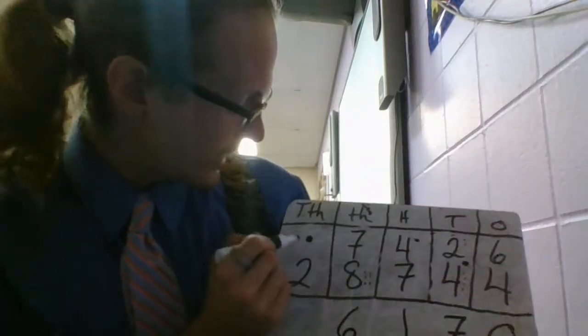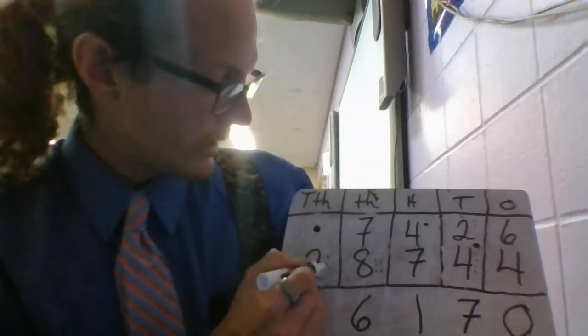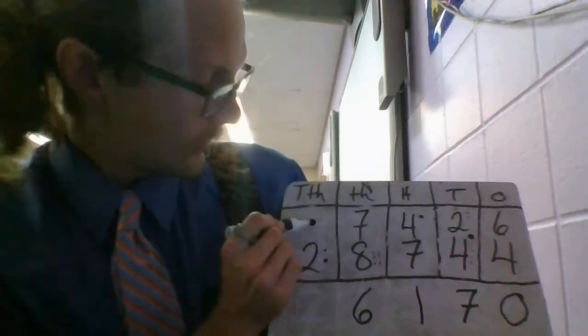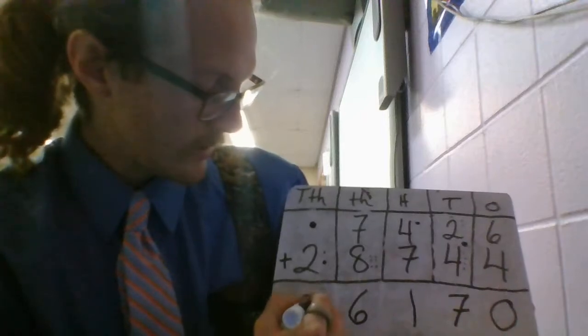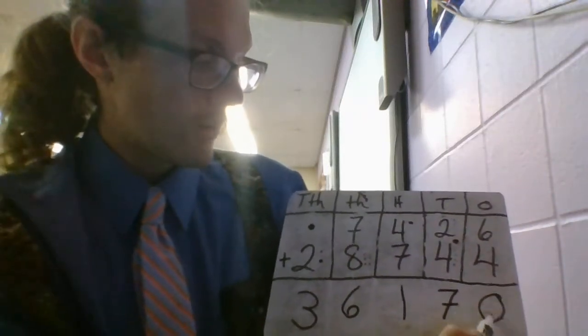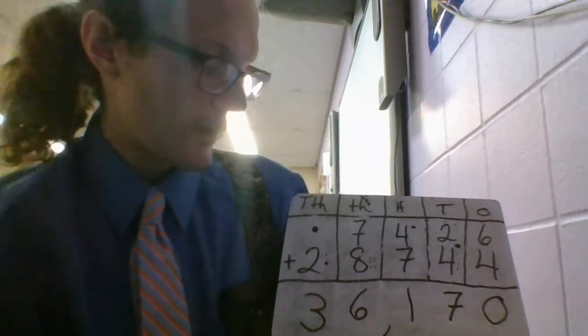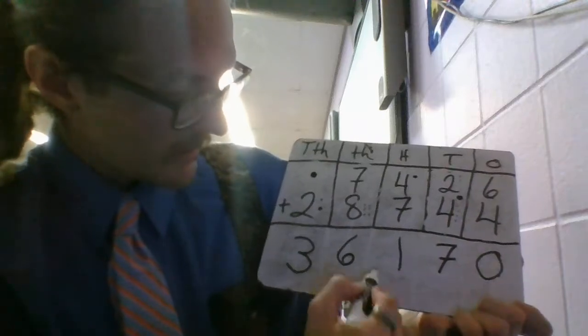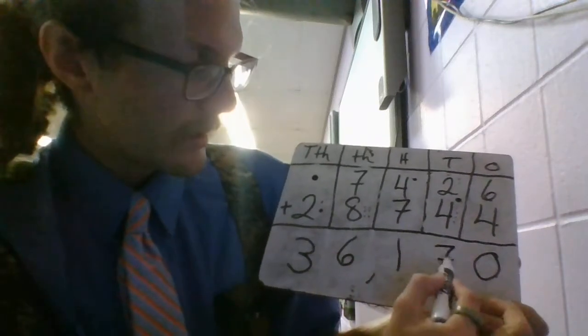And now we look at the 10,000s. We have 1, 2, so total dots, 1, 2, 3. Where does your comma go? 1, 2, 3, comma. We have 36,170.